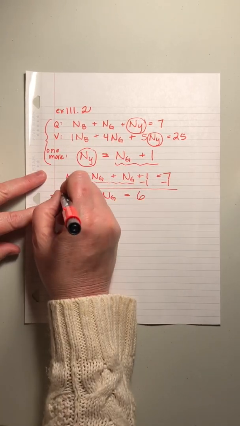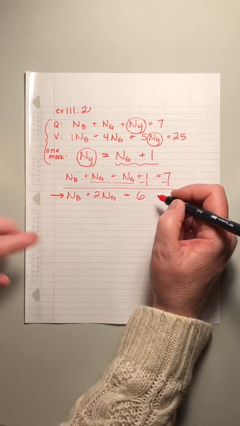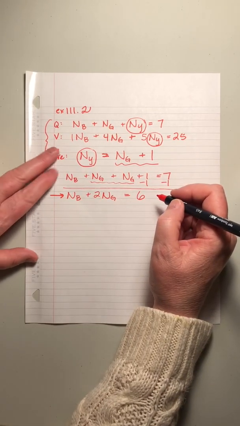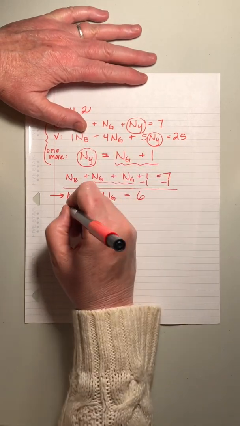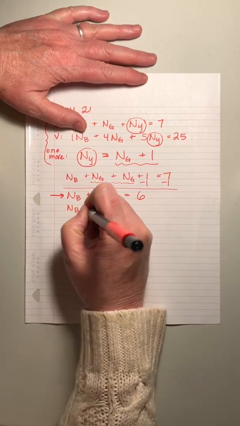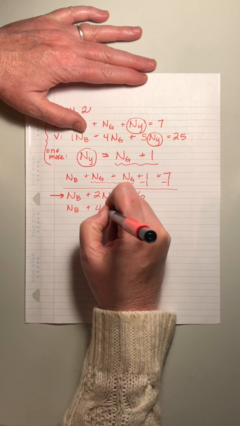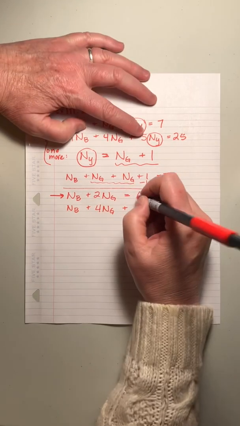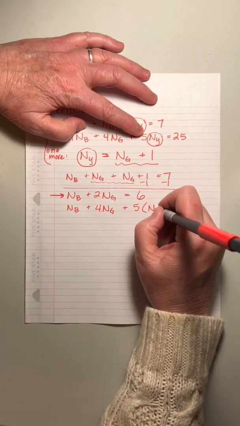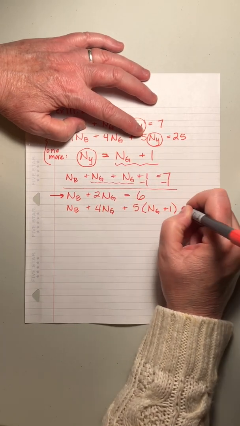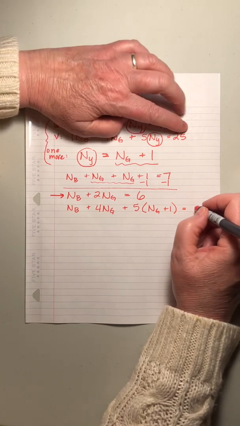Here's one of my equations. I'm going to put an arrow to it. Last time I squiggled it. That helps me find it when I'm looking for it again. Now we're going to do the same thing with this one. I don't need that 1 there. I'm going to drop that. The number of blues plus 4 times the number of greens plus 5 times, not NY, but this thing, number of greens plus 1, equals 25.